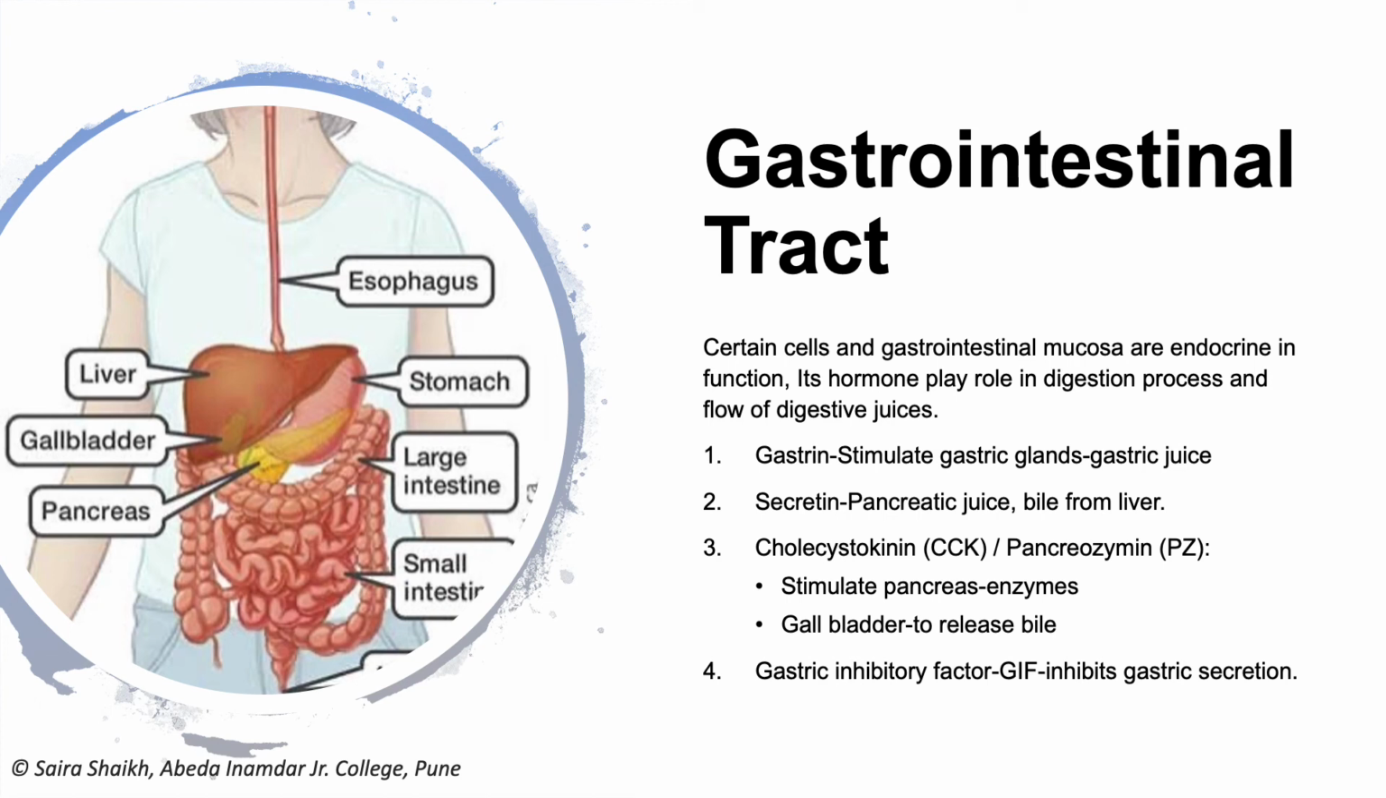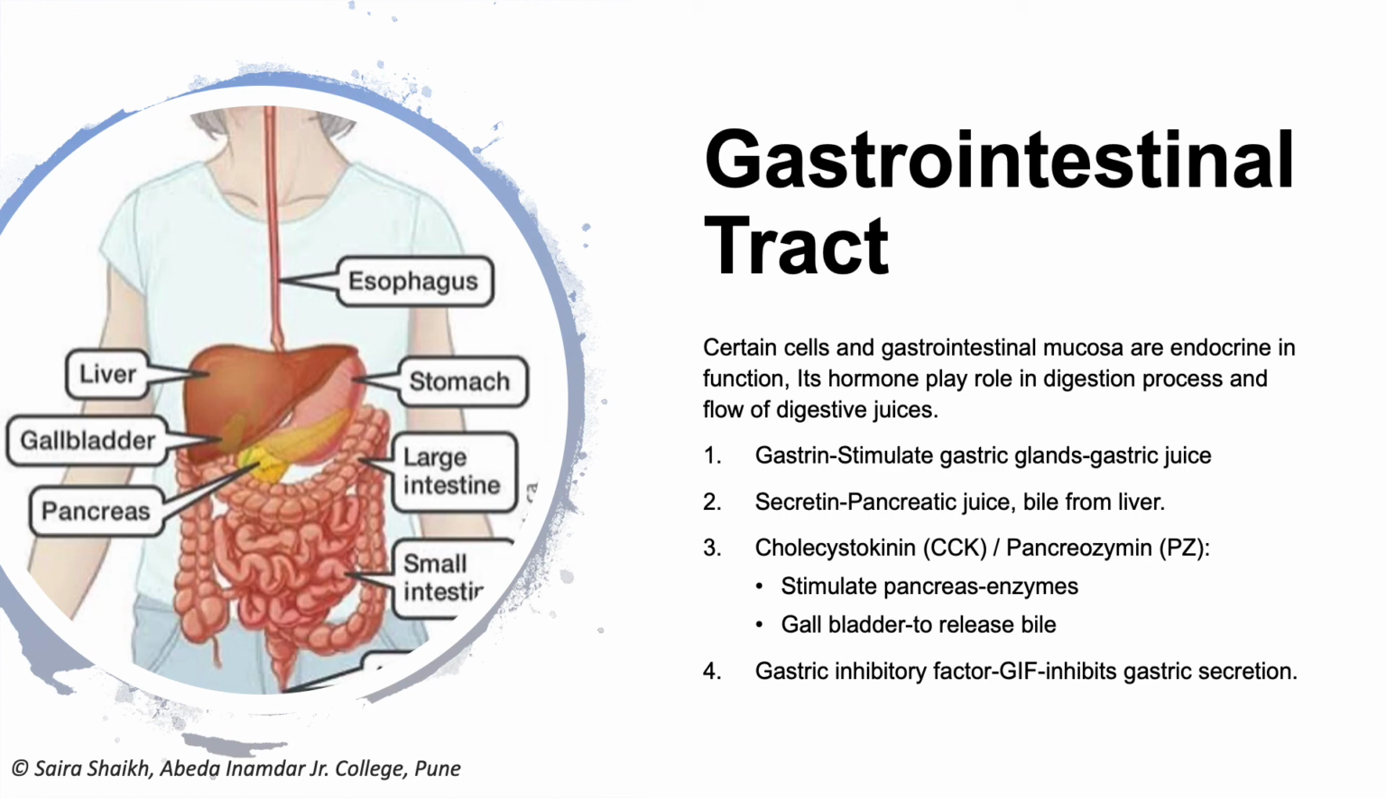The gastrin hormone stimulates the gastric glands to secrete gastric juice for the digestion of enzymes. Secretin is the second hormone. It stimulates the pancreas to release its pancreatic juice, as well as stimulating the liver to release bile.